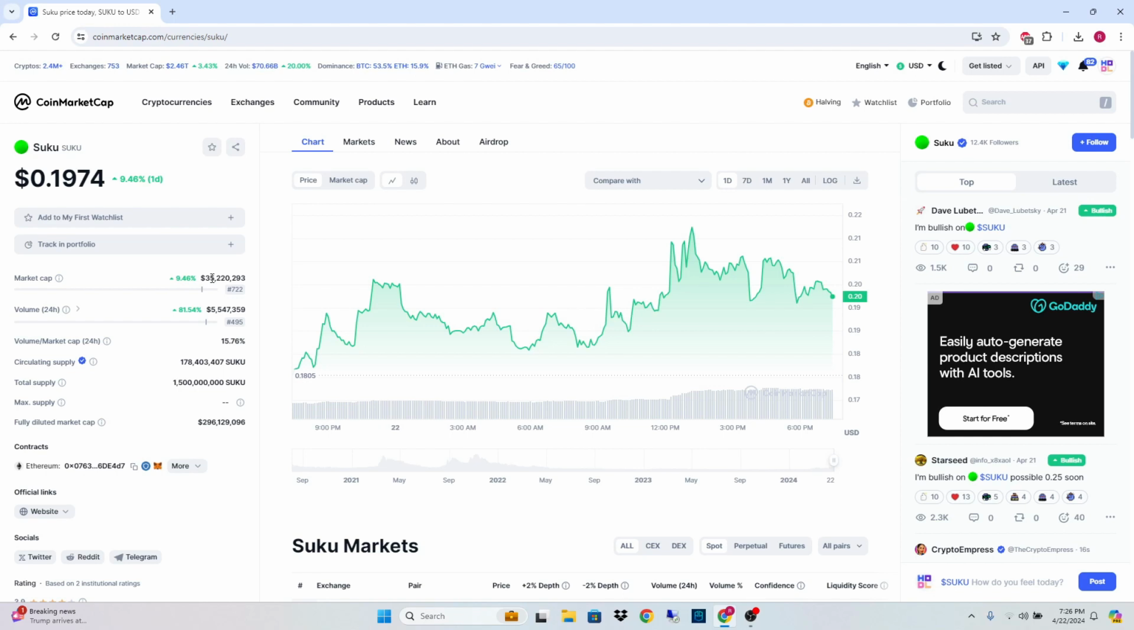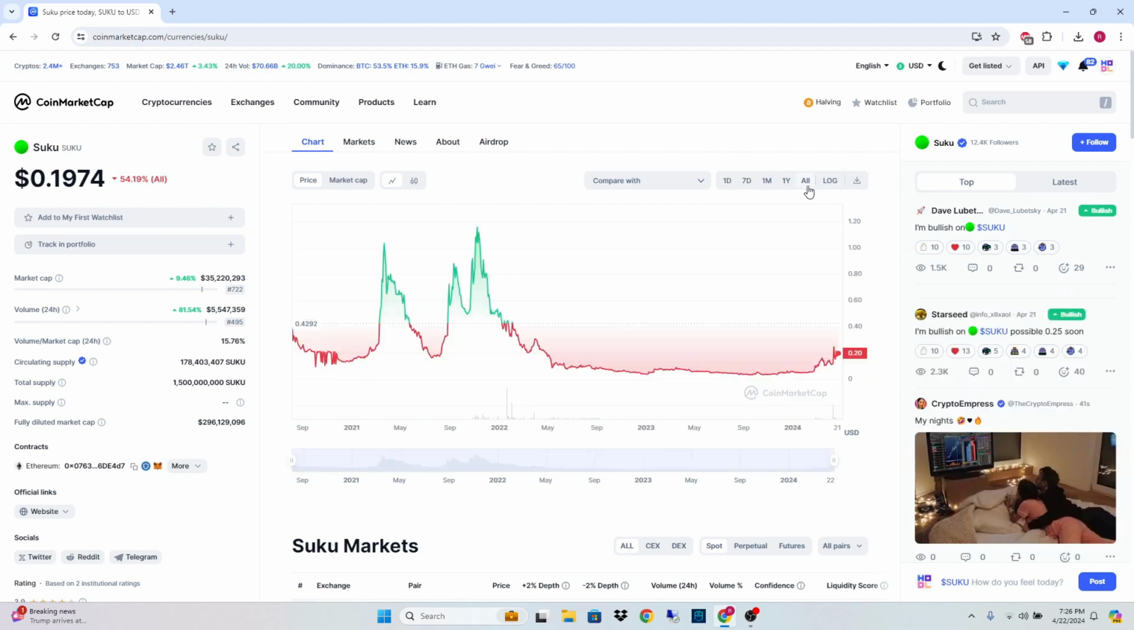So let's just say it does another 10x. That would put it at $2, $20, which is around the 1618. And that would mean that 350 million would be 3.5 billion. So yeah, that's crazy. That's actually very possible for this coin.